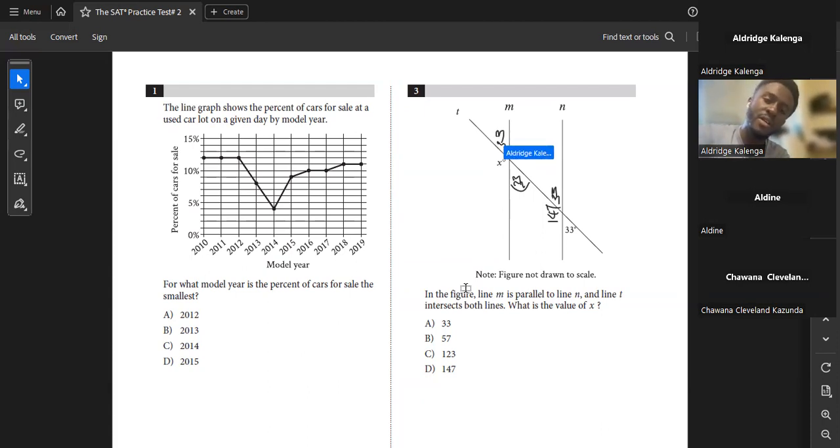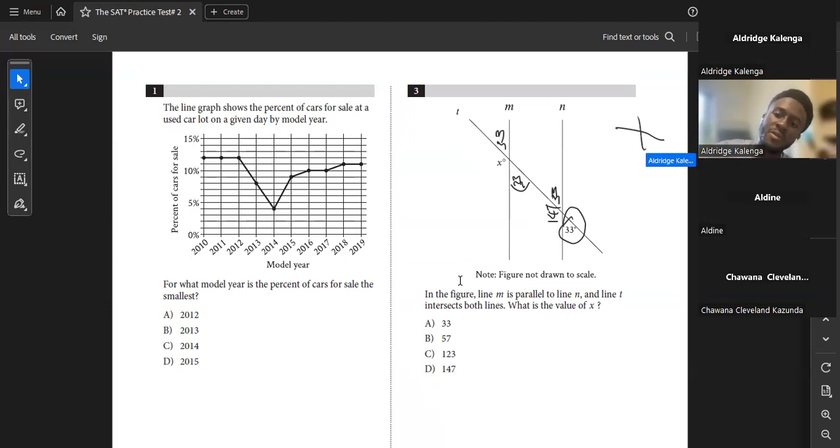So what this guy is essentially saying is this angle here is 33, right? So this angle here is 33. And this is actually called vertically opposite angles, when you have this angle being equal to this angle and that angle being equal to that angle. So you have 33 here and 33 here, and this angle here is called alternate angles.